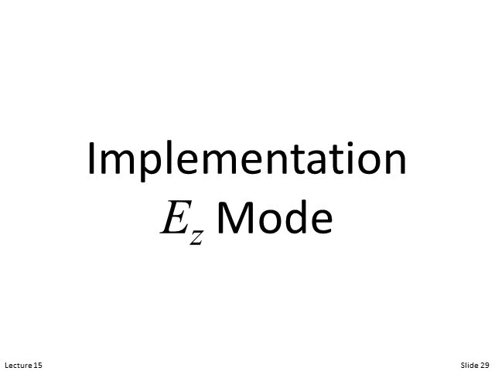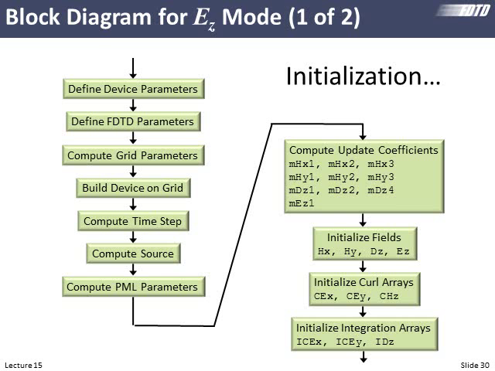Let's talk a little bit more about implementation of the EZ mode. So here's how we'll initialize now. First, up front in our dashboard, if you will, we're going to define all of the device parameters. How big is our device? What material properties is it made of? What do we want to learn about it? What frequencies do we want to calculate reflectance and transmittance? Then we'll define our FDTD parameters.